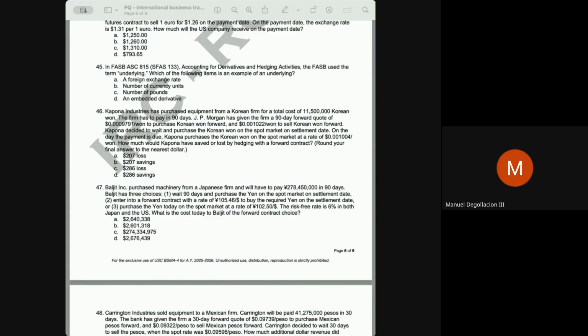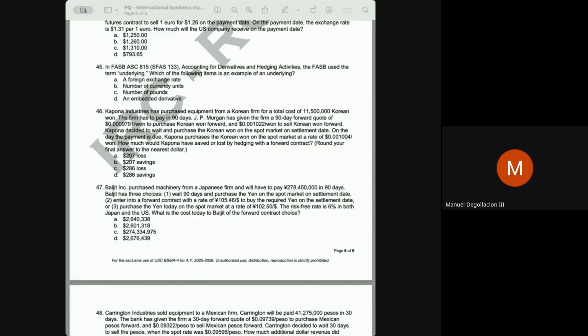Capona decided to wait and purchase the Korean won on the spot market on settlement date. On the day the payment is due, Capona purchases the Korean won on the spot market at a rate of 0.001004. First, we can analyze whether this will result in a loss or saving. So what Capona actually did was not to hedge. He did not enter into a forward contract. He just waited for the settlement date, and it was only on that day that the company purchased the needed Korean won to pay off its obligation.